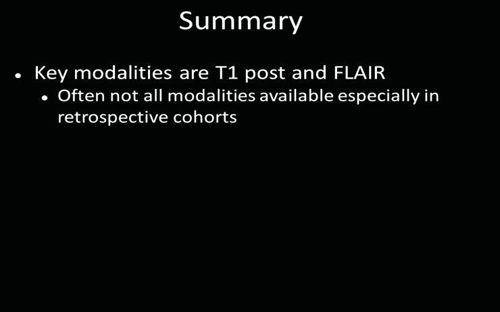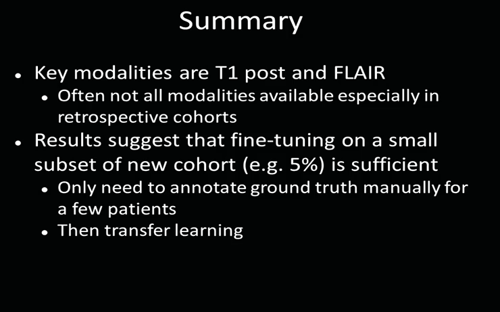So to summarize, this segmentation project taught us that we only need 2 modalities, and there's only a minor drop in the performance when we only have T1 post and FLAIR images. And this is important, again, because in many retrospective cohorts, we don't have all these modalities available. And secondly, we suggest that fine-tuning is a good way to do transfer learning, where we only use a small set of data from a new cohort to get the best performance.